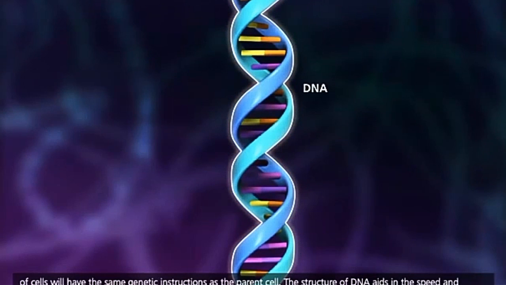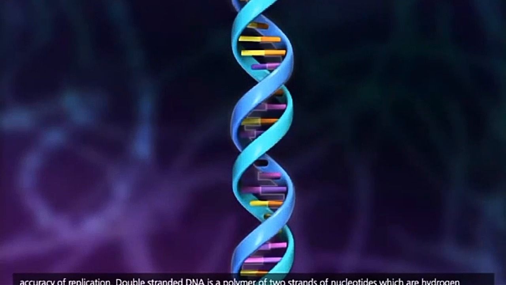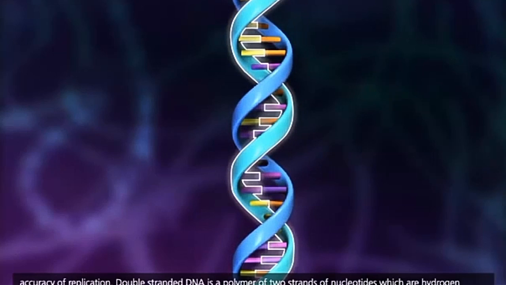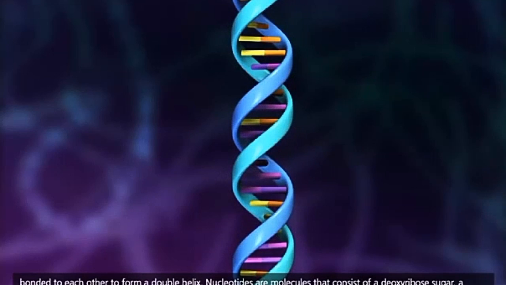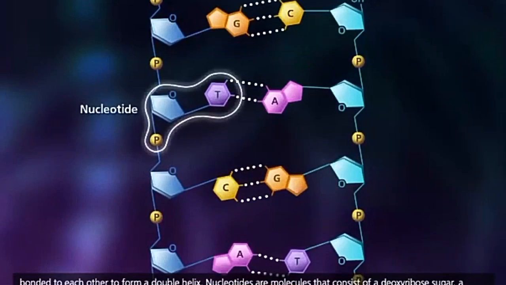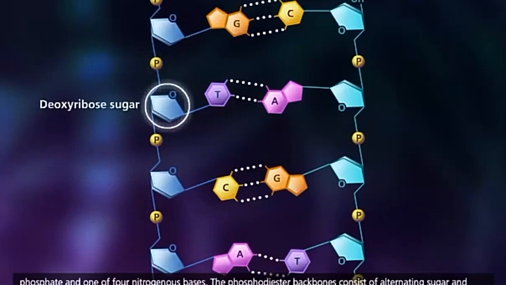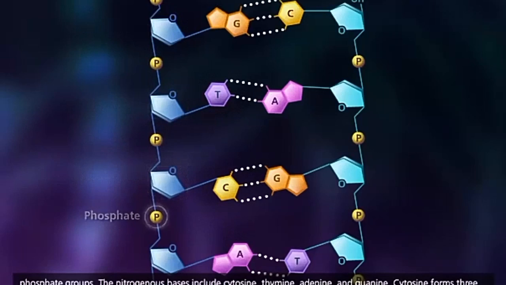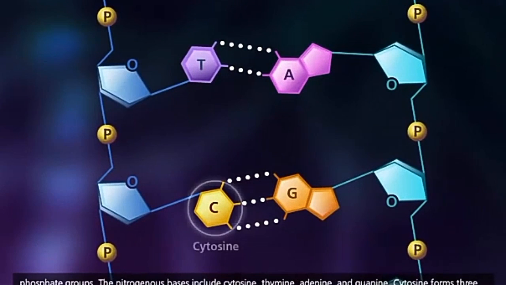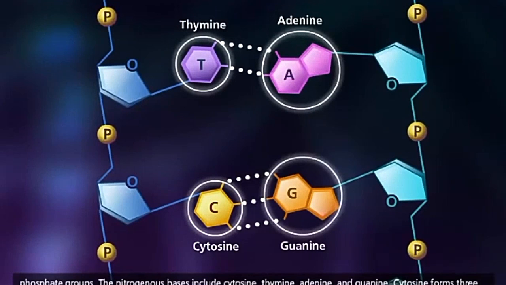The structure of DNA aids in the speed and accuracy of replication. Double-stranded DNA is a polymer of two strands of nucleotides which are hydrogen bonded to each other to form a double helix. Nucleotides are molecules that consist of a deoxyribose sugar, a phosphate, and one of four nitrogenous bases. A phosphodiester backbone consists of alternating sugar and phosphate groups. The nitrogenous bases include cytosine, thymine, adenine, and guanine.